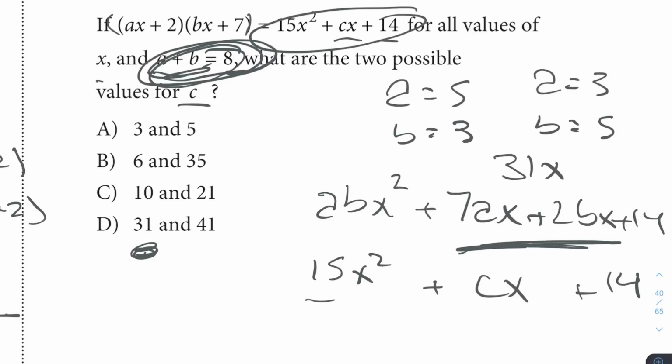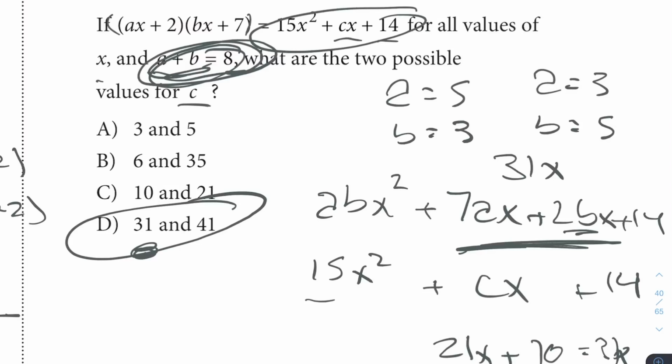We can plug in 3 here, we'll get 21x, plus plug in the 5 into the b, we'll get 10, which is 31. So that's what we're going to get. D.